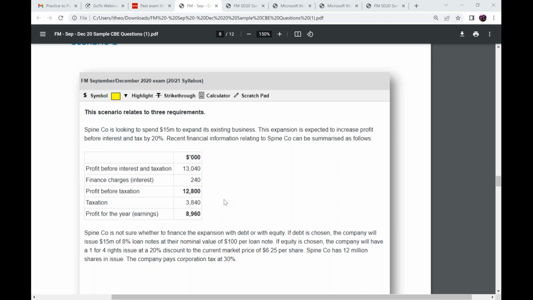Spine is not sure whether to finance the expansion with debt or equity. Again, the company is planning either debt or equity. If debt is chosen, the company will issue 15 million 8% loan notes at their nominal value of 100. If equity is chosen, the company will have a 1 for 4 rights issue at a 20% discount to the current market price of 6.25 per share. Spine currently has 12 million shares in issue. It pays tax at 30%.